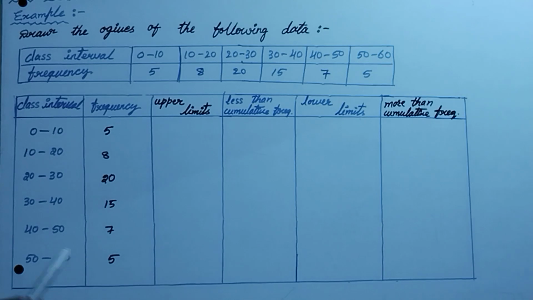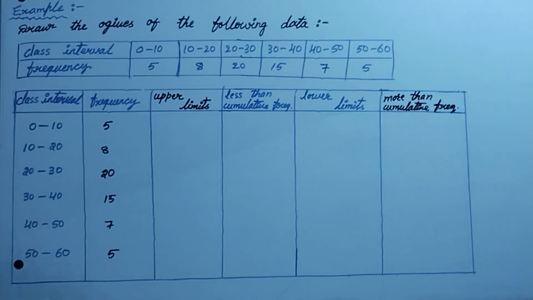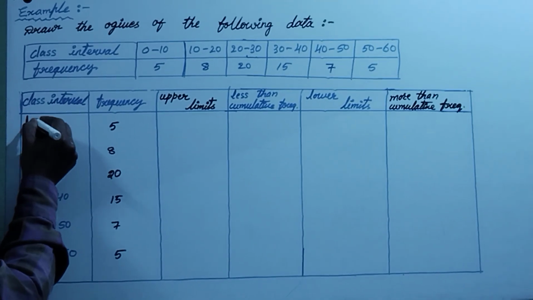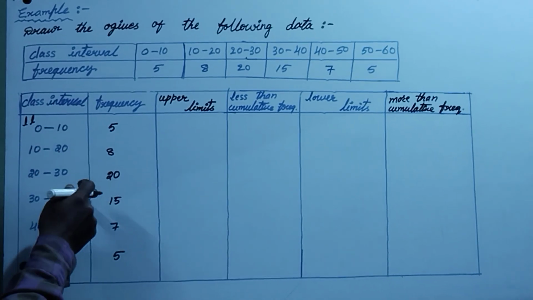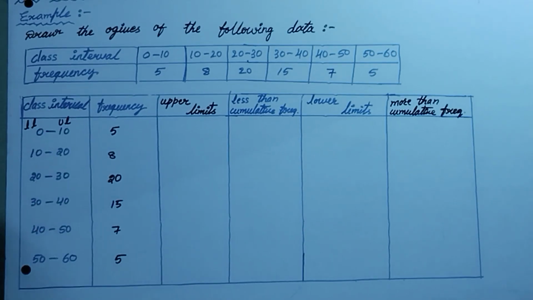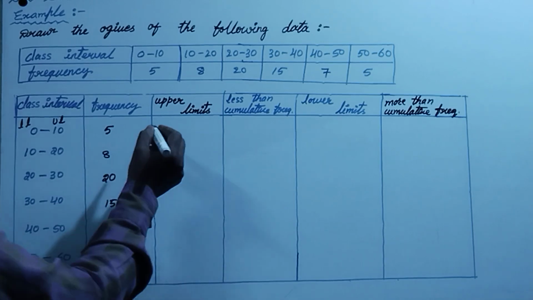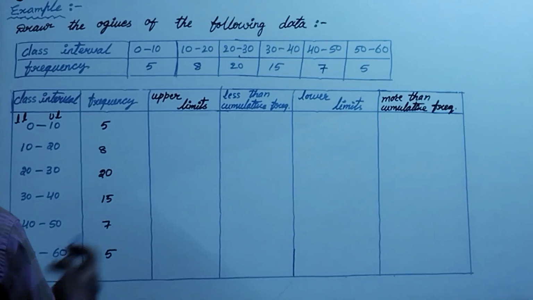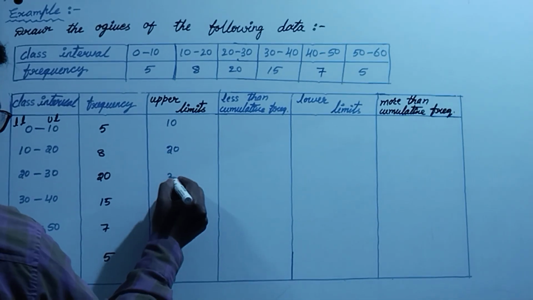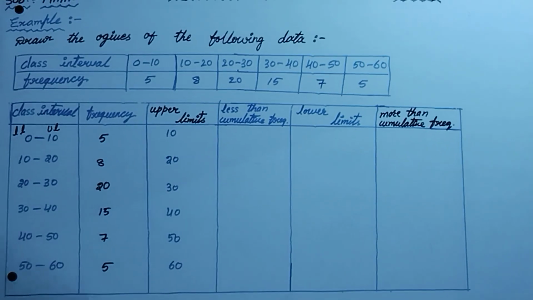You all know what upper limits and lower limits are; I already said in the basics class. The LHS values, the left hand side values, are all lower limits, and the RHS values are all upper limits. So in this, which limits do I want? Upper limits: 10, 20, 30, 40, 50 and 60.